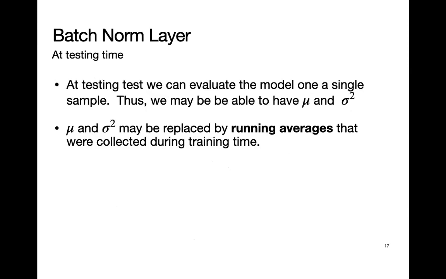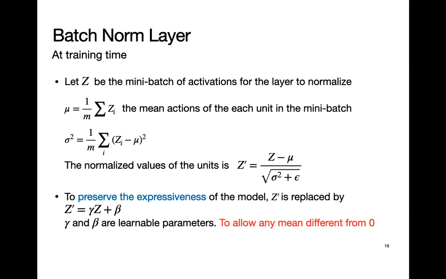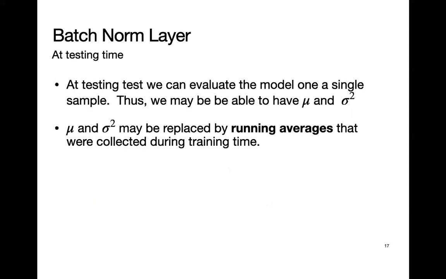So now at the test time, batch norm is a bit different. Why? Because you remember during the computation we update the units with a given mean and a given standard deviation. But at test time you can just evaluate your model on one sample. On one sample you cannot compute means and standard deviation. Doesn't make sense, right? So how is it adapted?